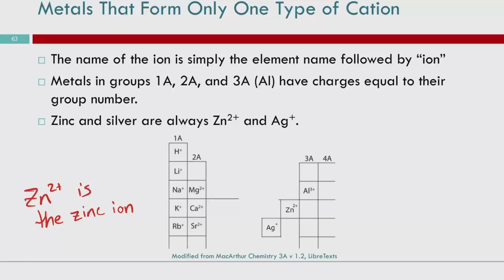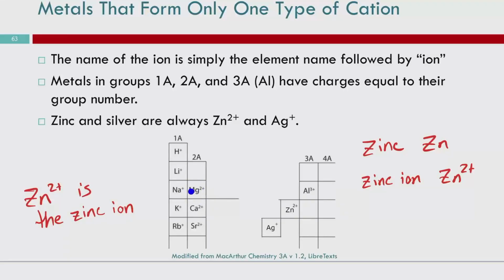It is important that we include the ion part. The ion part of the name is important, especially for our metals, because if we just say zinc, we're going to think it's just Zn. Zinc is Zn, zinc ion is Zn2+.